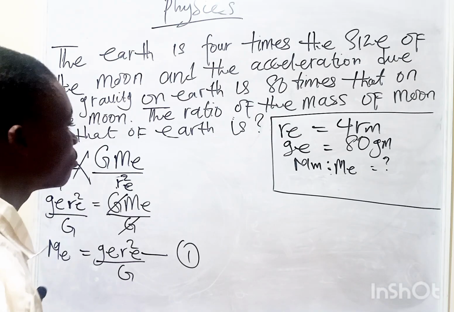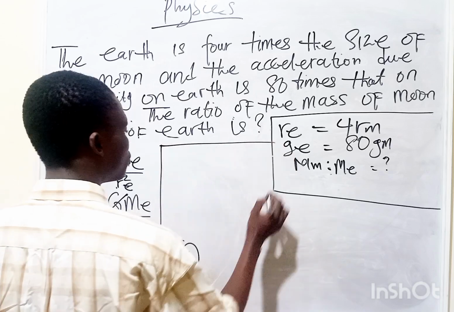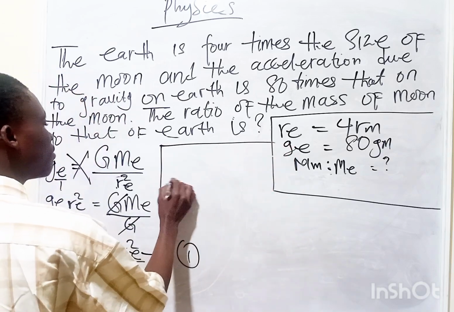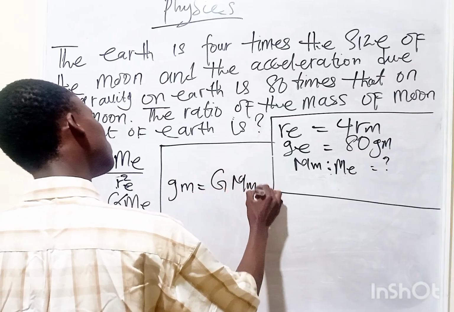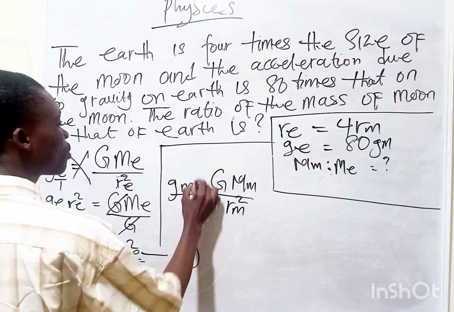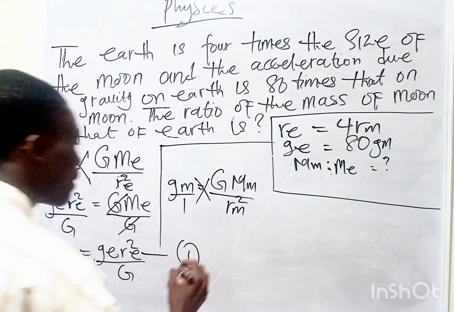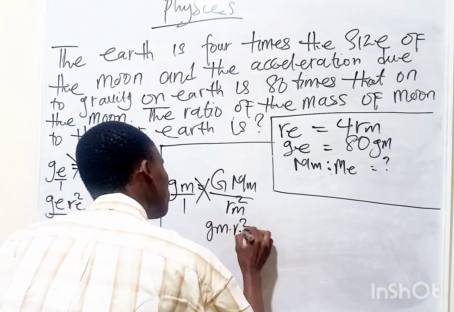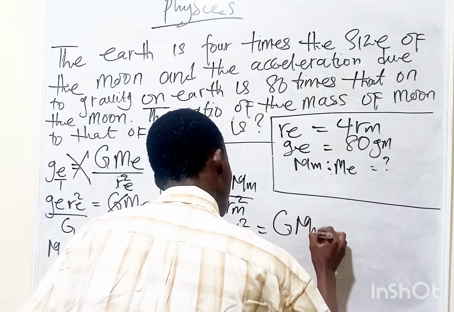So let's also find for the Moon. Gravity of Moon equals the gravitational constant multiplied by the mass of Moon all over the radius square of Moon. So if we cross multiply here to make the mass of Moon the subject of the formula, we have that gravity of Moon multiplied by radius square of Moon equals the big G multiplied by mass of Moon.